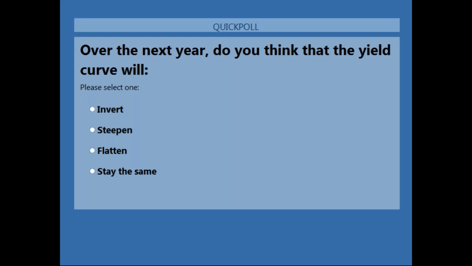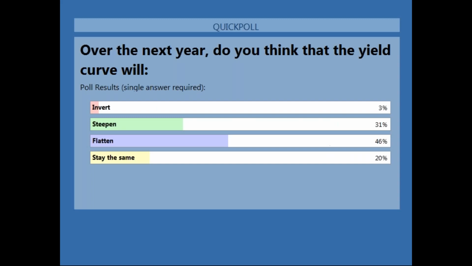Absolutely. Polls are open and folks are voting. Okay. Leave it open for about another 20 to 25 seconds. Okay, over the next year, yield curve will invert, steepen, flatten, or stay the same. Let's give it another 10 seconds. 10 seconds it is. All righty, polls closed. Let's share the results.